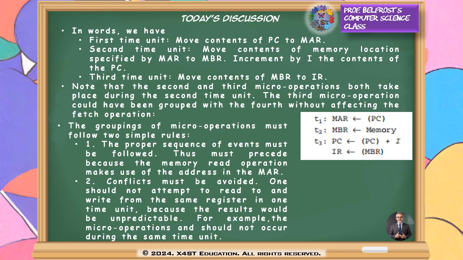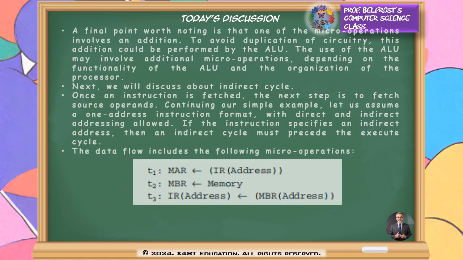For example, micro operations that use the same resource should not occur during the same time unit. A final point worth noting is that one of the micro operations involves an addition. To avoid duplication of circuitry, this addition could be performed by the ALU, and the use of the ALU may involve additional micro operations, depending on the functionality of the ALU and the organization of the processor.